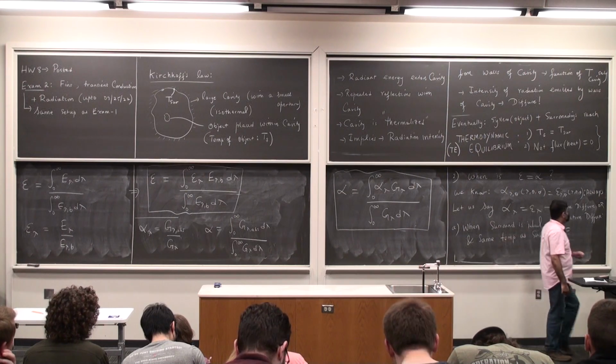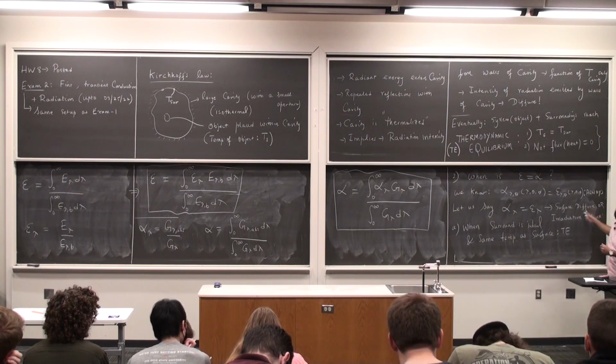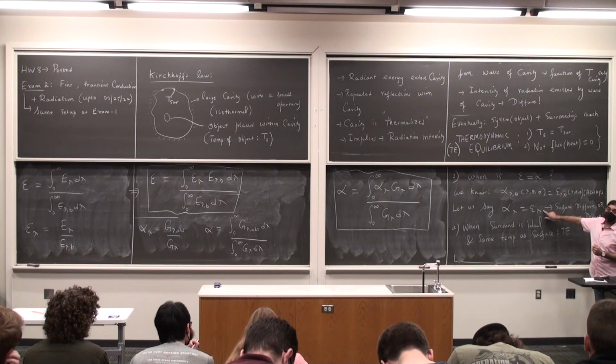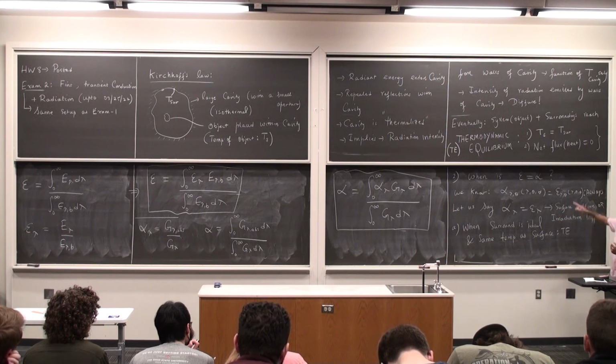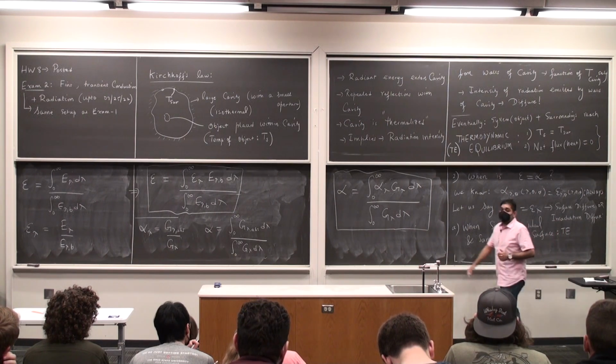This is true. Using that and using either the case that the surface is diffuse or the irradiation is diffuse, this is true. If these 2 are true, when is alpha equal to epsilon? Thermodynamic equilibrium, fantastic. What's the second situation?